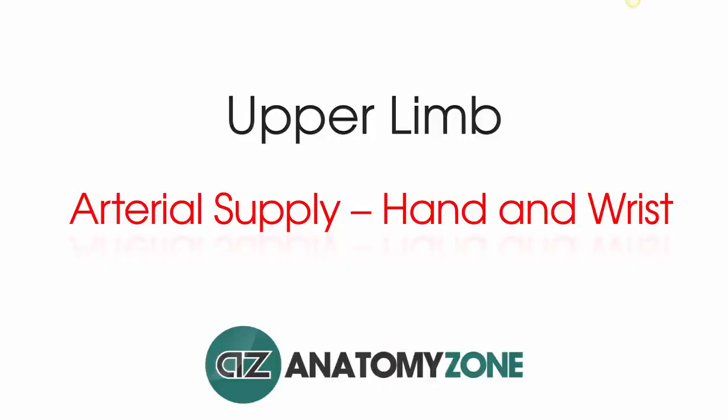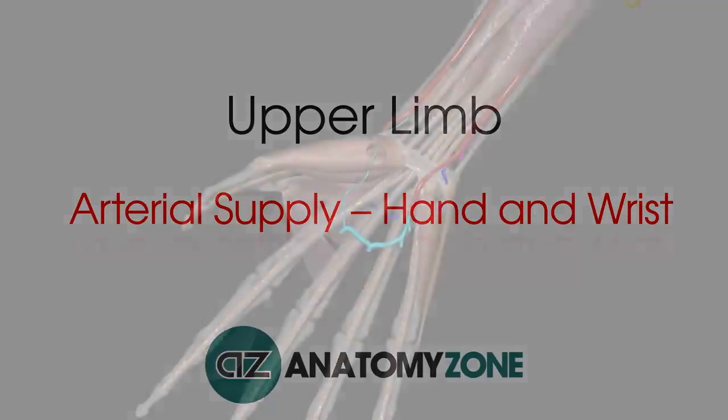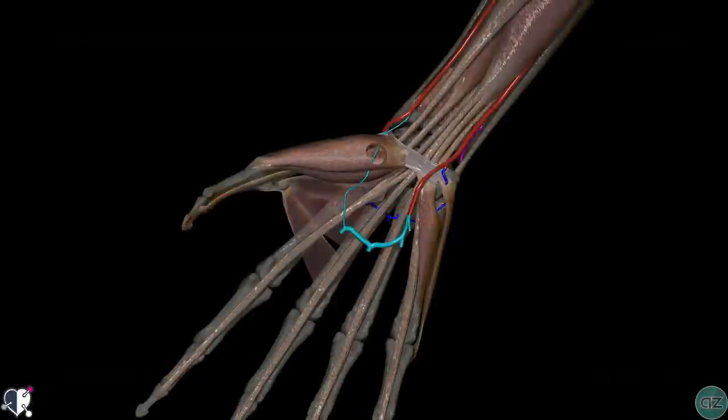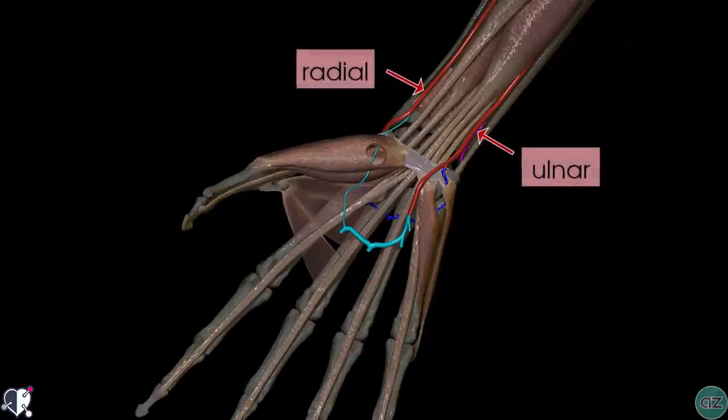This tutorial follows on from the one I did on the arterial supply to the arm and the forearm. What we're looking at here is an anterior view of the distal forearm and the hand. We can see the radial and ulnar arteries, which provide the arterial supply to the hand and the wrist via various different branches.